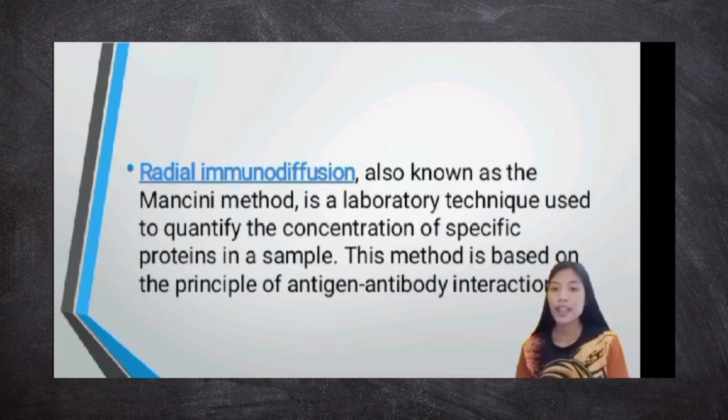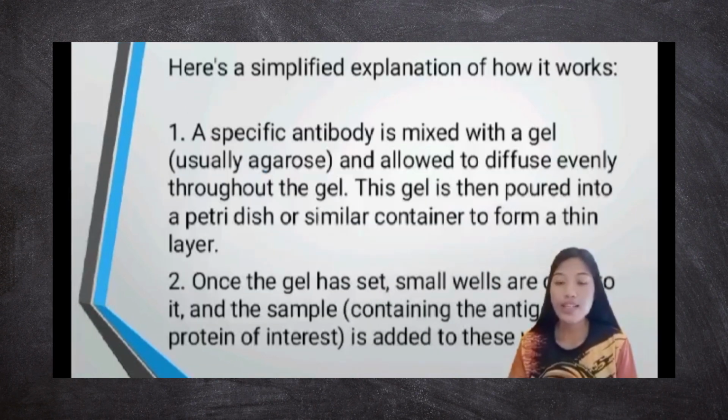In the agar gel, antibody is uniformly distributed. At the region of equivalence, a precipitation ring forms around the well. The diameter of the ring is proportional to the log of the concentration of antigen, since the amount of antibody is constant. So here's a simplified explanation of how it works.